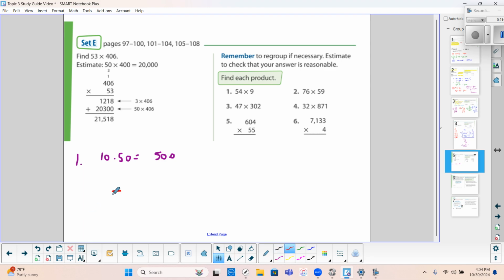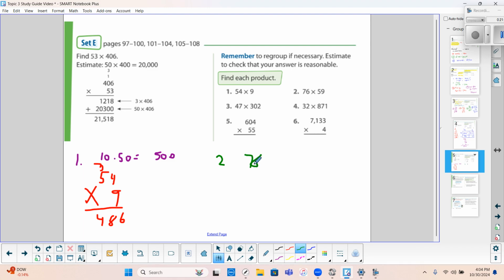This would be 9 times 54. 9 times 4 is 36. Carry the 3. Oops, ugly 3. 9 times 5 is 45, plus 3 is 48. So the answer to the first one is 486. For number 2, let's do that in green.